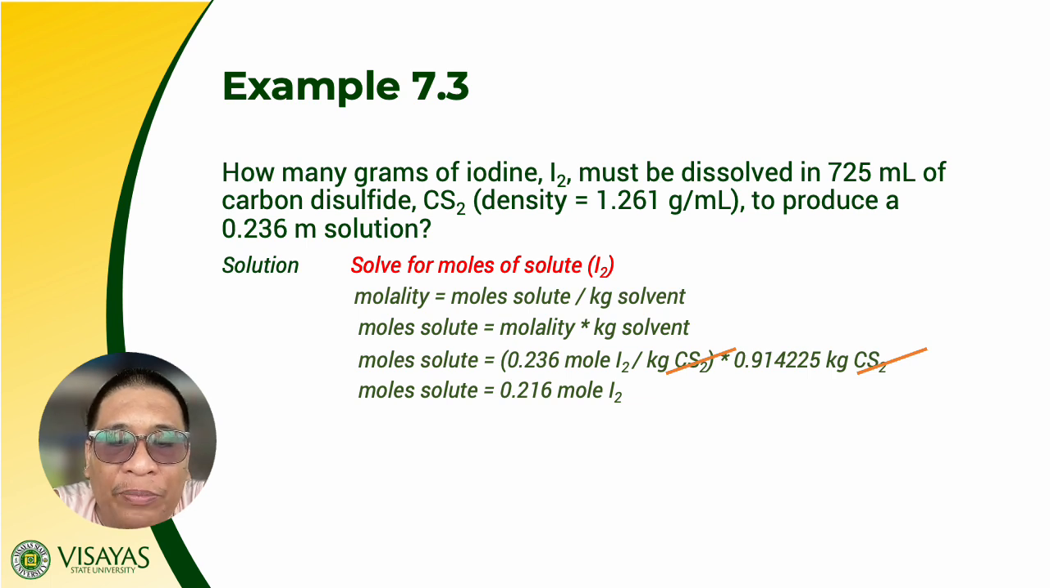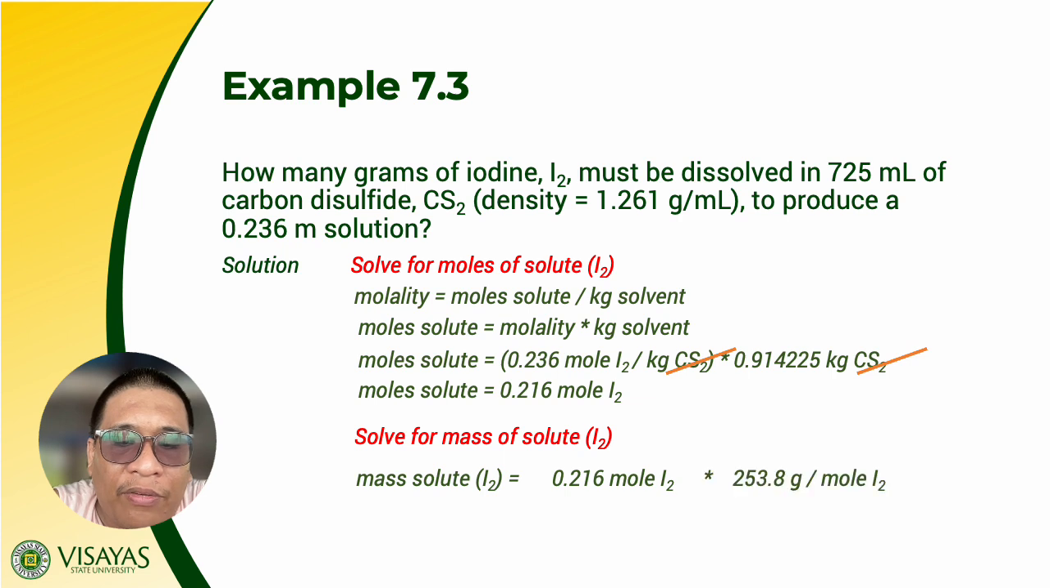And since what's asked in the problem is the amount in grams of I2 or iodine, then we can multiply this one by the molar mass of iodine. So the molar mass of iodine is 126.9. There are 2 iodine atoms in the formula, so we multiply it by 2, we get 253.8 grams per mole. We multiply that one with the mole of I2, which is 0.216, and cancel moles of I2. We'll get 54.82 grams of I2 as the mass of the solute.